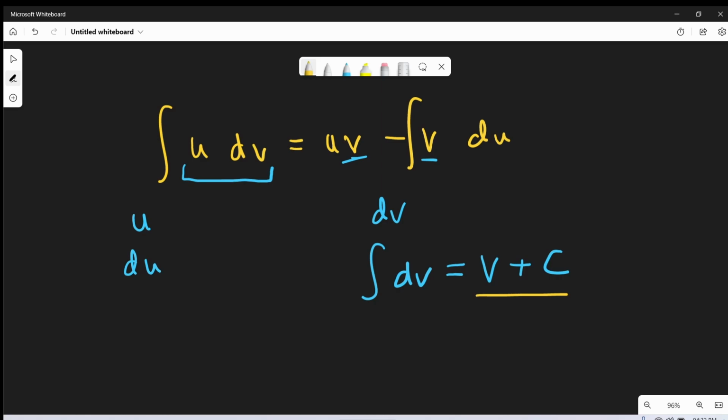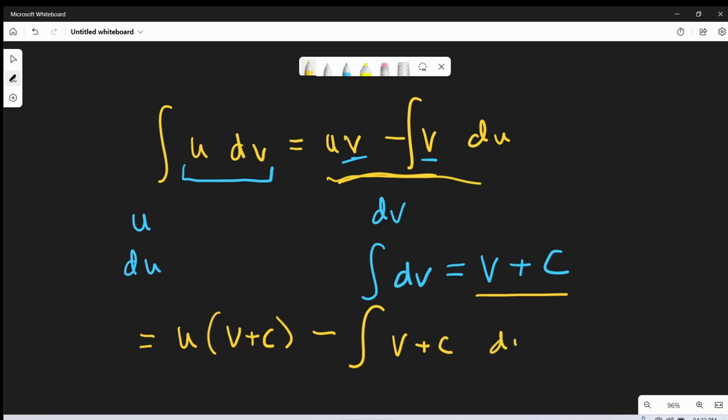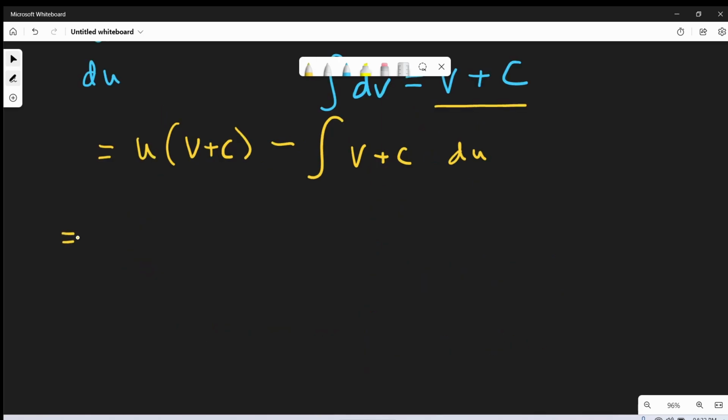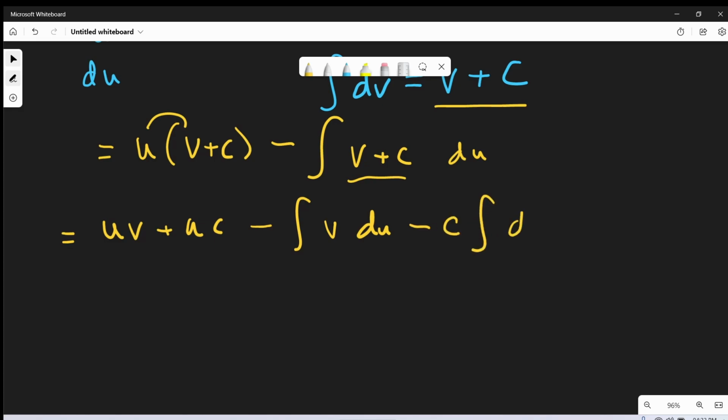So let's just do our integration by parts formula, but include the v plus c now. Instead of writing it as uv, I'm going to write it as u times (v plus c). And then when we integrate, we're not going to just integrate v, we're going to integrate (v plus c) du. Doing this out, we distribute our u, and we have uv plus uc. Then we separate this into two integrals: we'll have our v du, and then a c du.